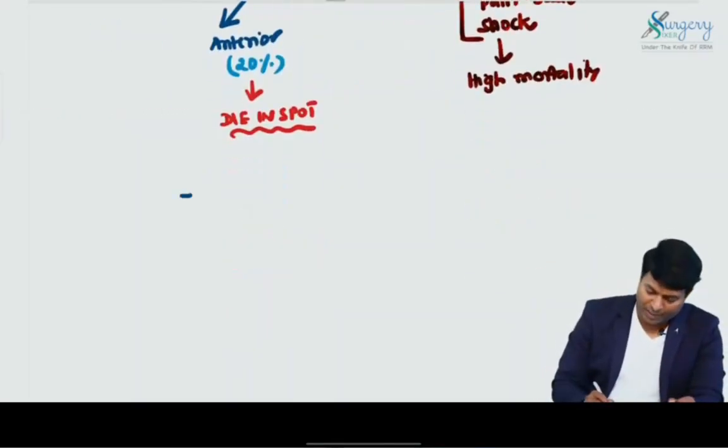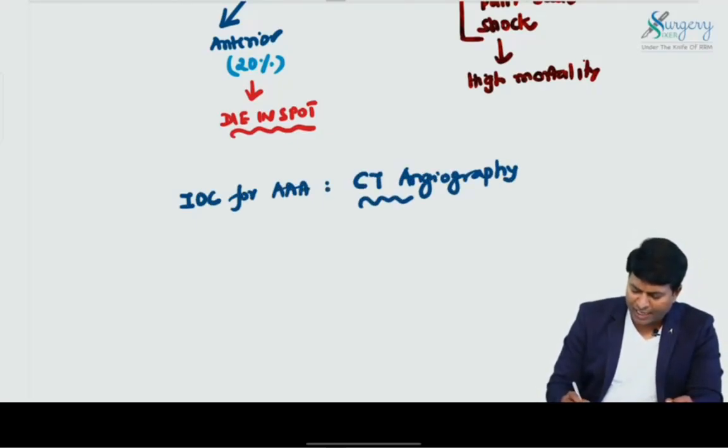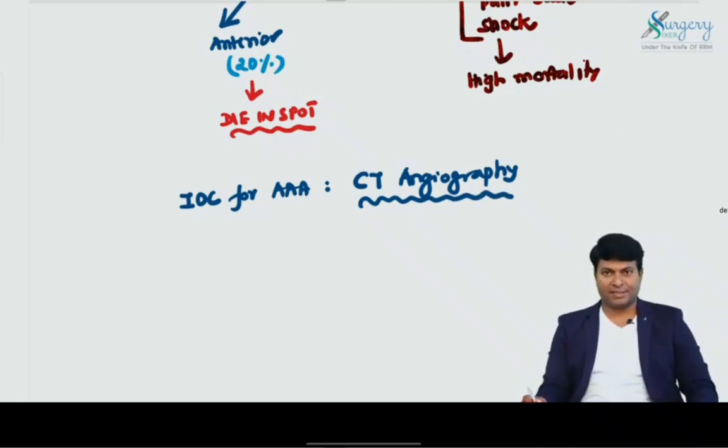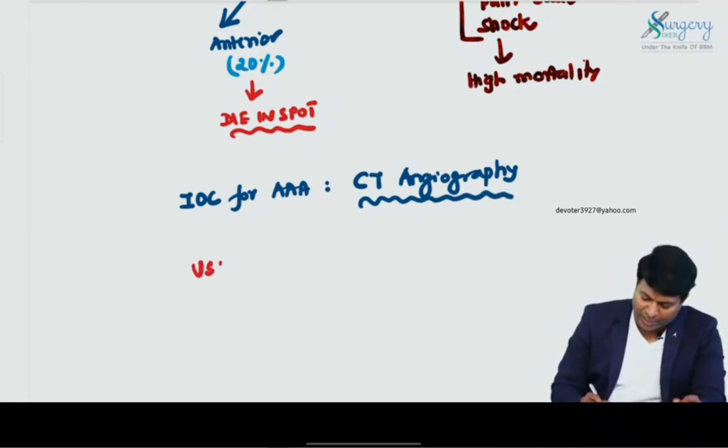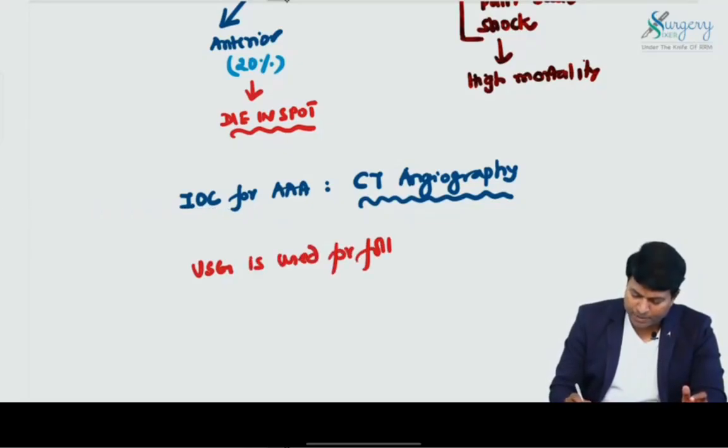Now, what is the investigation of choice for abdominal aortic aneurysms? It is CT angiography. CT angiography is the investigation of choice because it gives you a roadmap of how to manage aneurysms. But on ultrasound, we keep them on follow-up. If an abdominal aneurysm is already diagnosed, ultrasound is used for follow-up. Just ultrasound is enough for follow-up of the patients.